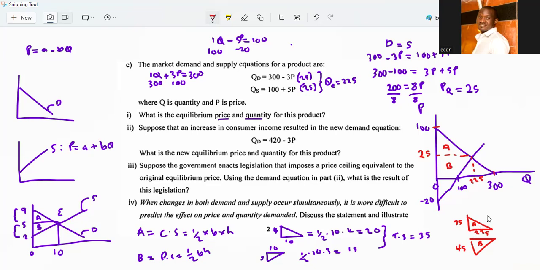So what is the consumer surplus? Half of 75 times 225. Here, half of 45 times 225. So here we get the consumer surplus, and here we get the producer surplus. So consumer surplus is 0.5 times 75 times 225. We get what? We get 8437.5.